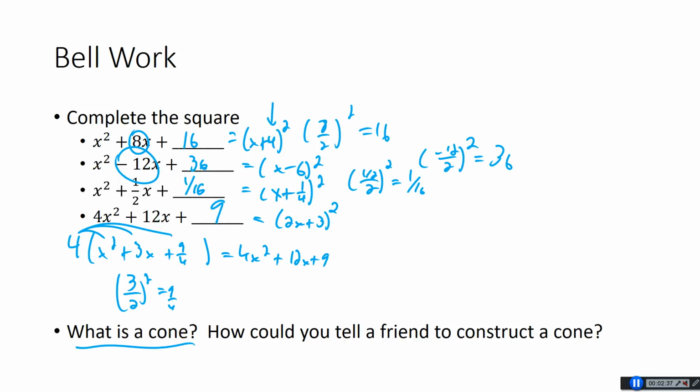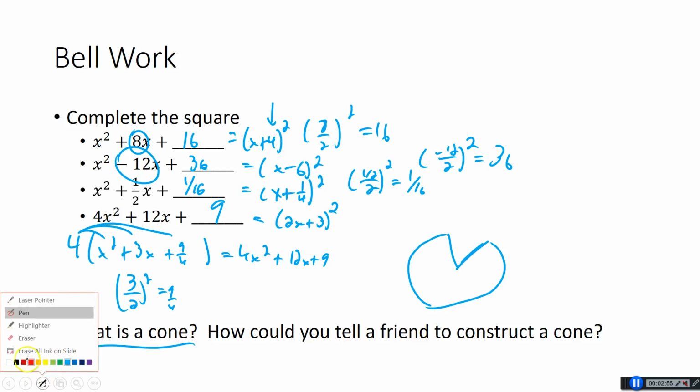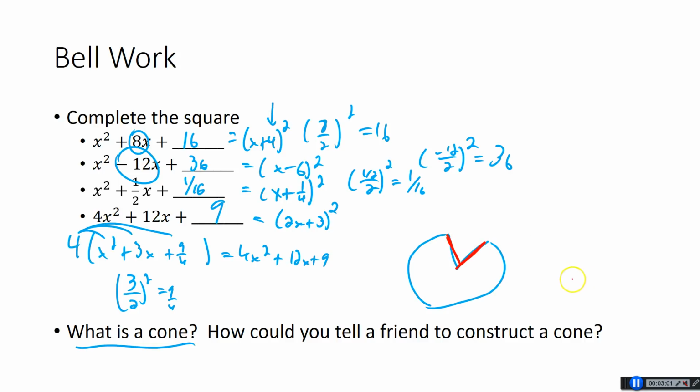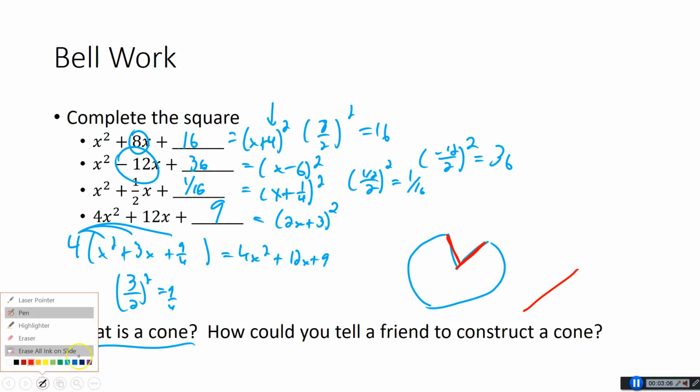So now, what is a cone, and how would you tell a friend to construct a cone? You may think, like if you have a circle, and you take a bite out of the circle, okay? So it ends up looking more like this. And this is like a piece of paper, let's say. You cut this out of a piece of paper, and then you join these two edges together. Let's use a different color to kind of show that. So if you took these two red edges and brought them together, right, it would make a really shallow cone. So it would be something like this. So there's your edge that came together.